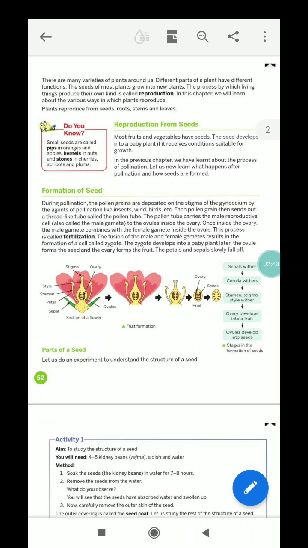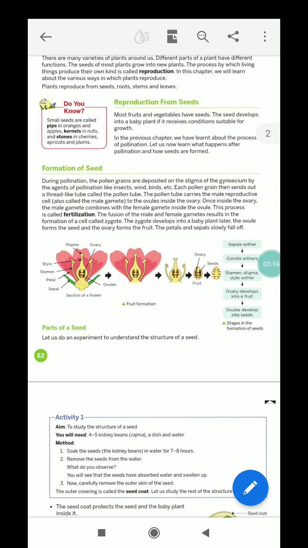Now, formation of seeds. During pollination, the pollen grains are deposited on the stigma of the gynoecium by the agents of pollination like insects, winds, birds. As we have already studied, the agents of pollination are wind, water, insects, animals, humans, etc. They are the agents of pollination.